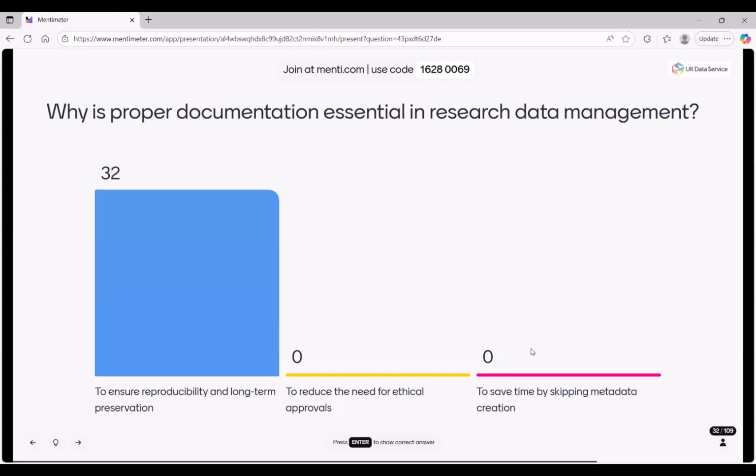Proper documentation is essential because it makes data understandable, transparent, and reusable. Clear records of how data was collected, processed, and analyzed all help ensure accuracy and support reproducibility, and allow others to interpret and build on the research. So without proper documentation, valuable data can lose its meaning, reducing its credibility and long-term value and impact as well. So yes, that's right.